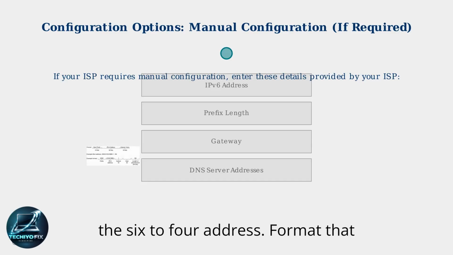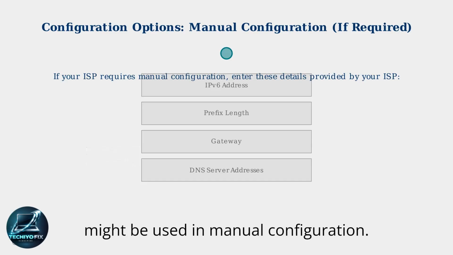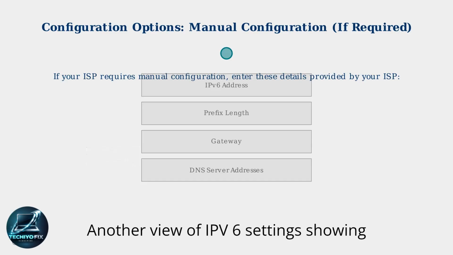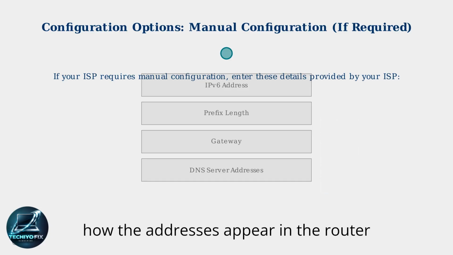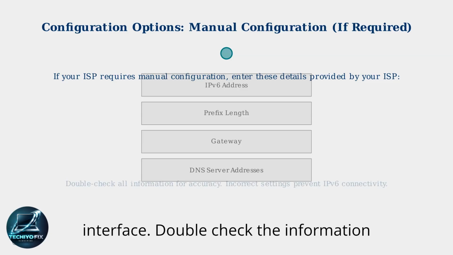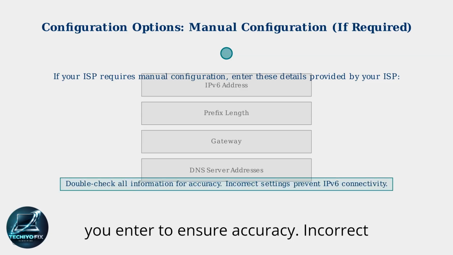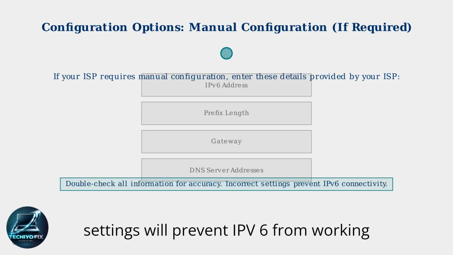This shows the 6-to-4 address format that might be used in manual configuration. Another view of IPv6 settings, showing how the addresses appear in the router interface. Double-check the information you enter to ensure accuracy. Incorrect settings will prevent IPv6 from working properly.